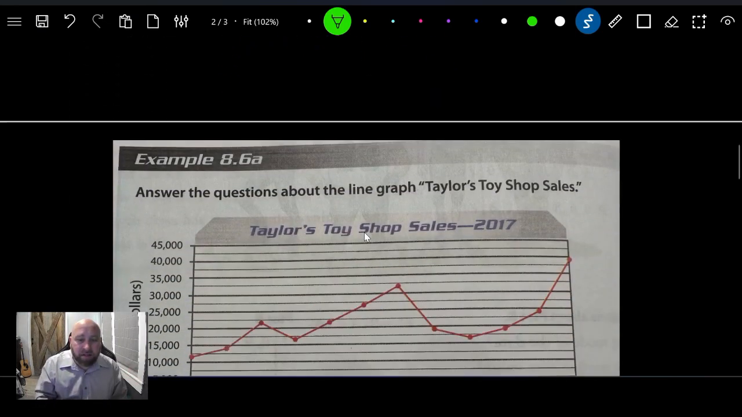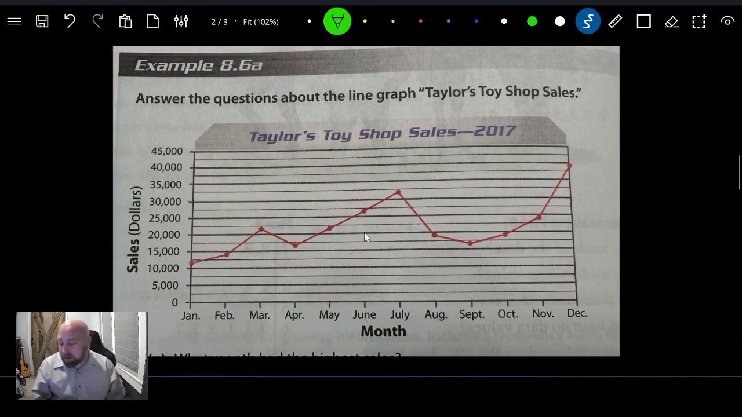All right, next let's take a look at a couple of examples. These examples are in your book, page number 332. We can go through this one. So what is going on here? Let's just take a look at it. What's the title of the graph? Taylor's Toy Shop Sales, 2017.